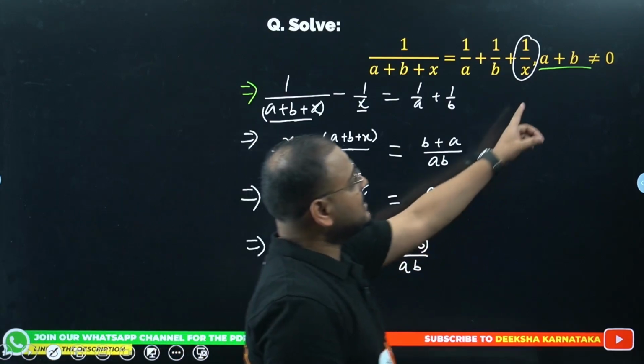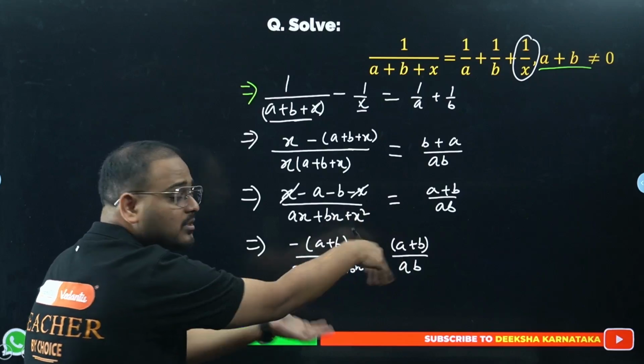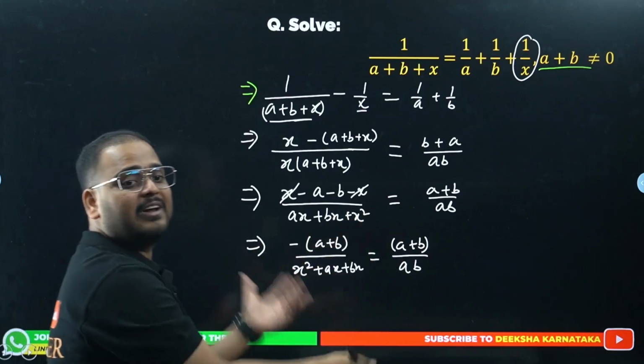Now the question statement: why did they give a plus b not equal to 0? Because if it is equal to 0, then the whole thing will become equal to 0. All of it has no meaning.